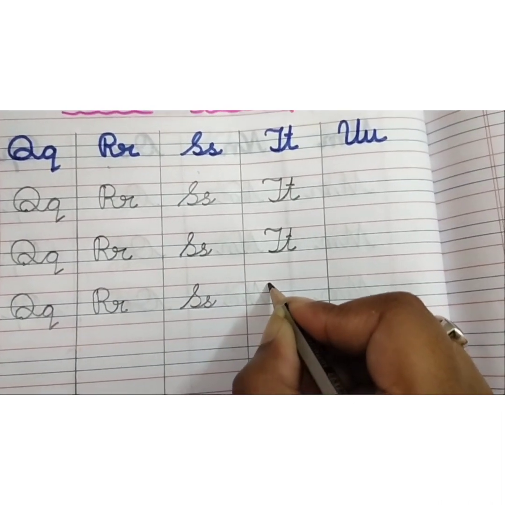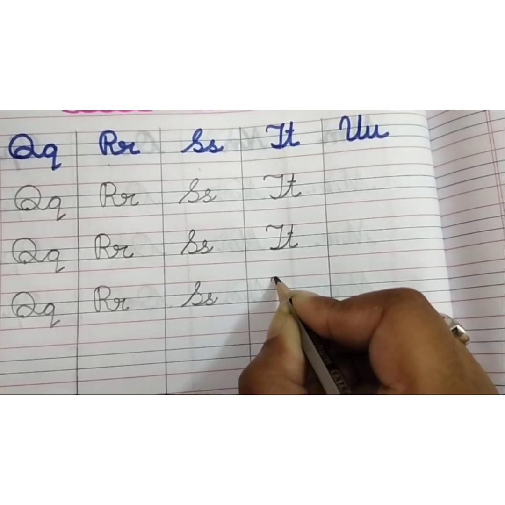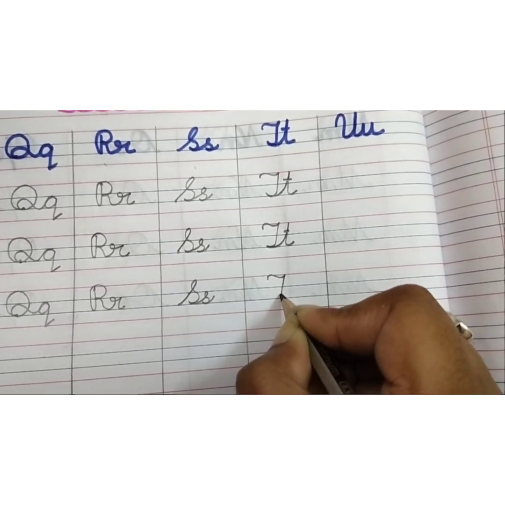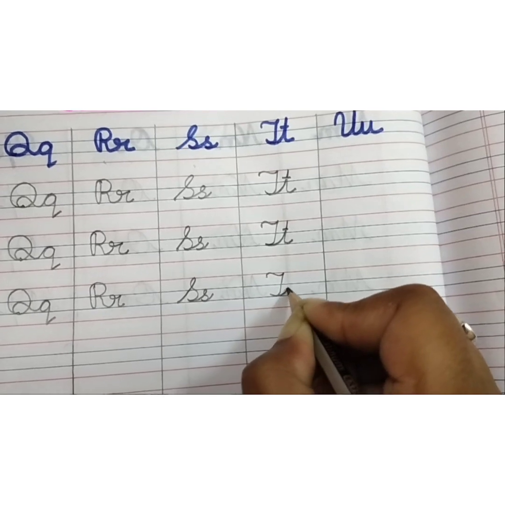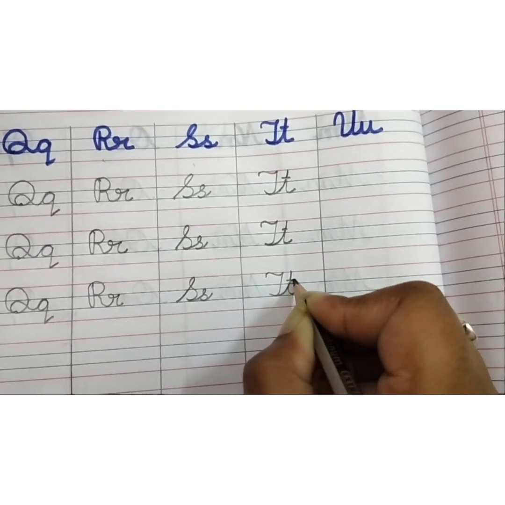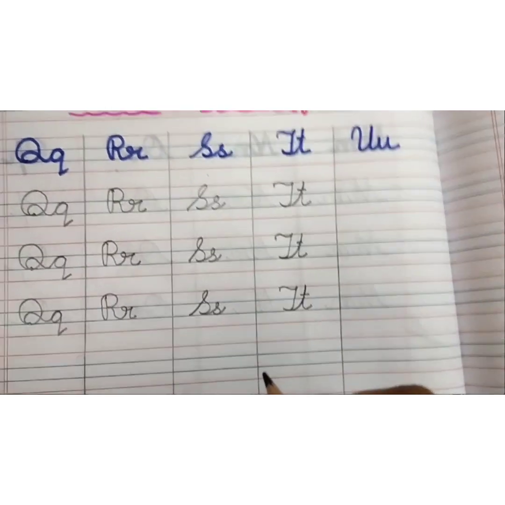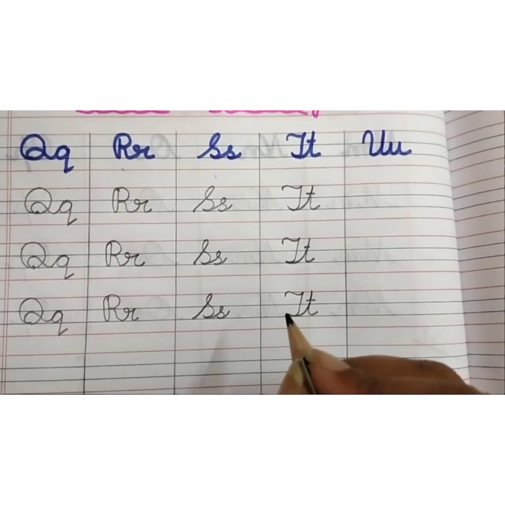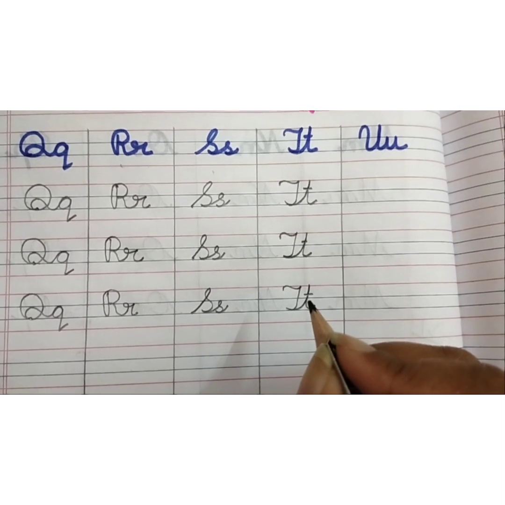Again I repeat, this is our starting point. From here we will come down, then again we will go up, again we will come down. In this way we will write T. So this one is capital T and this one is small letter T.